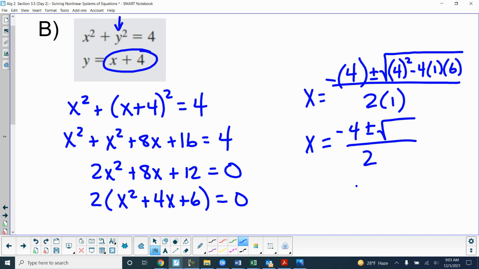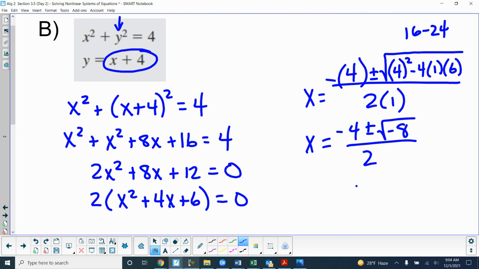Well, 4 squared is 16. And negative 4 times 1 is negative 4, times 6 is negative 24. 16 minus 24 is a negative 8. Since we have a negative in there, what's that tell you? Imaginary, right? Will we see them meet if we were to graph them, if it's an imaginary answer? No. There's no real solutions to this.